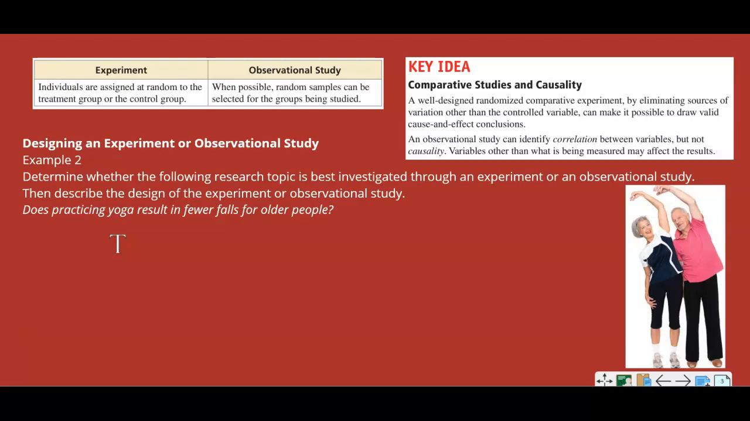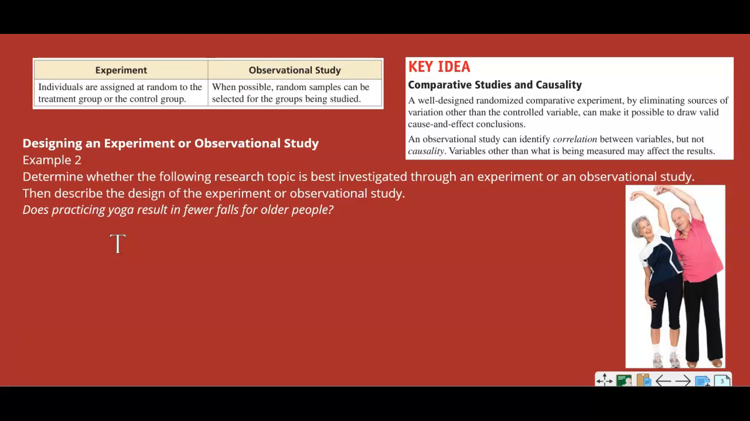And then you could randomly choose another group of older people who do not practice yoga and observe and take note of how many falls they have as well. So you could compare the two groups after a certain amount of time, but I do think the observational study in this case would be better than an experiment because, again, you don't want to randomly choose people and put them in different groups if they're not physically able to do yoga in the first place.